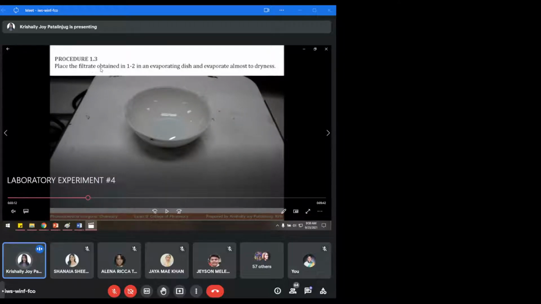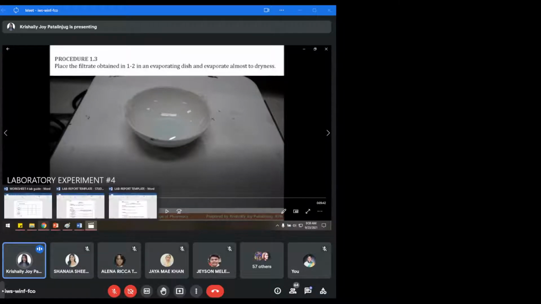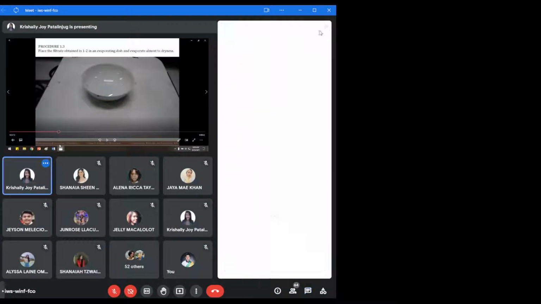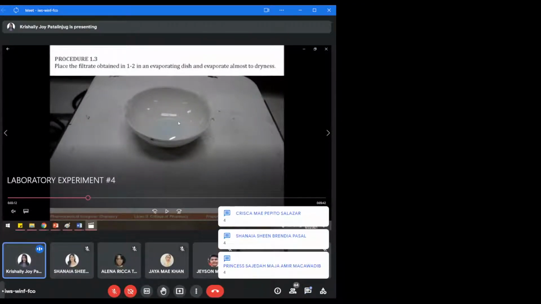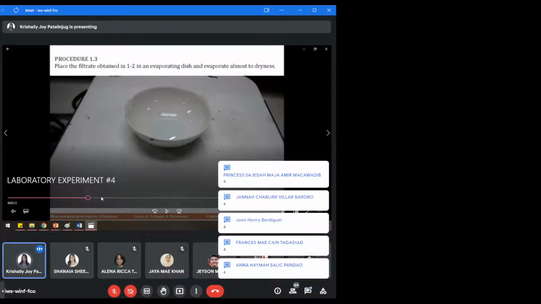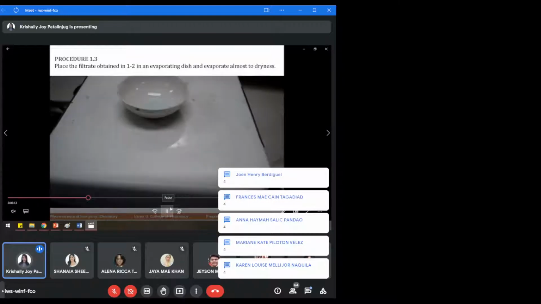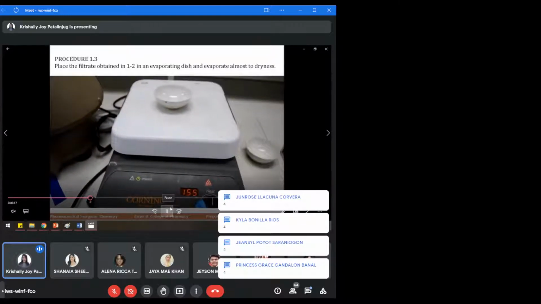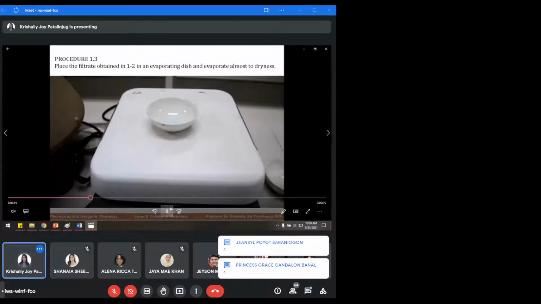I place the filtrate in an evaporating dish. Take note, etong filtrate na to, ilang ion pa yung natira dito? Ilang ions ang natira dito? Tanong yun ha. Very good, 4. Okay, 4 na ions. So ito yung procedure 1.3. I evaporate it to almost dryness. Okay, evaporate to almost dryness. Just go with the key precipitating agent. Ano yung next precipitating agent na inadd?